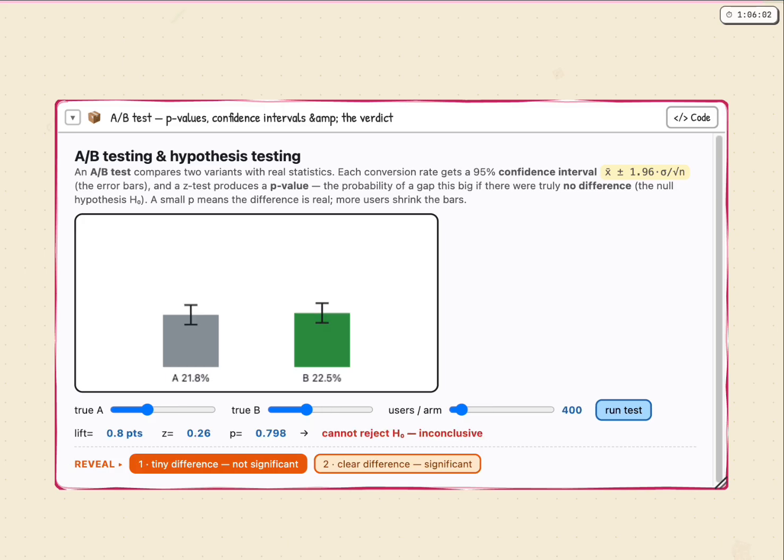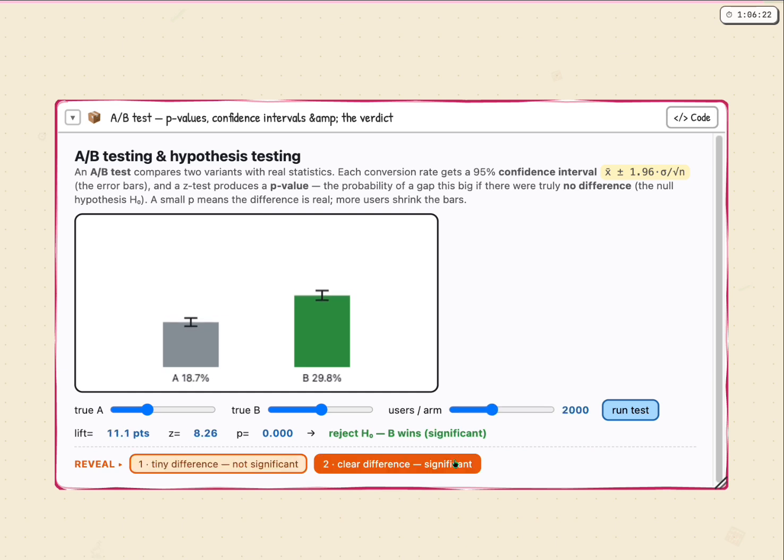statistically significant. Watch. When I set A and B nearly equal, the p-value is large, and the test says, no real difference, keep looking. When I make B clearly better, or pour in more users, the p-value collapses and the verdict flips to significant. This is hypothesis testing, and it's how we keep ourselves honest. It's the discipline that separates a real, repeatable improvement from a random fluctuation we got excited about. And in machine learning, it's how we decide whether a new model is genuinely better than the old one, or just luckier on this particular test set.